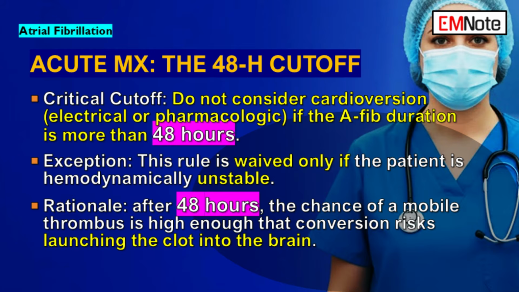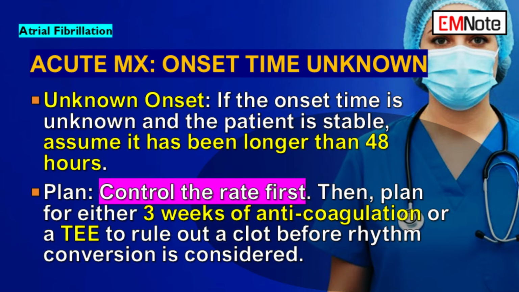After 2 days, the chance of a mobile thrombus is high enough that if you convert them, you risk launching that clot right into their brain or somewhere else. So if the onset time is unknown and the patient is stable, we have to assume it's been longer than 48 hours. Absolutely. If it's ambiguous, you assume the worst. And that means you control the rate, and then you plan for either 3 weeks of anticoagulation or a transesophageal echo to rule out a clot before you even think about rhythm conversion.